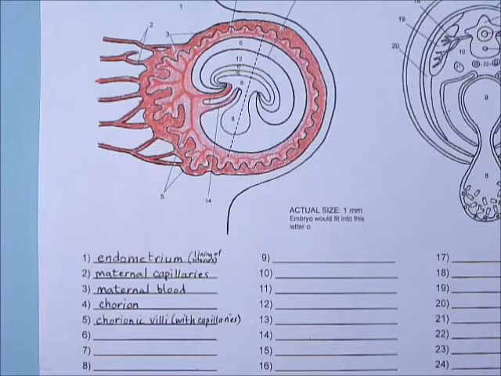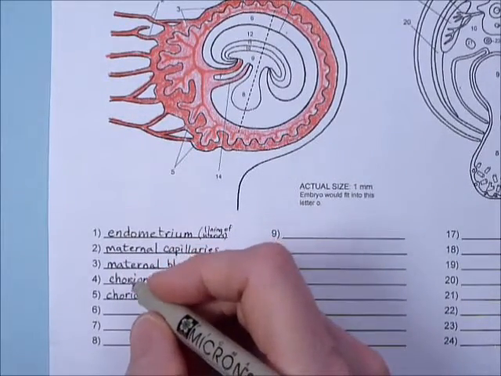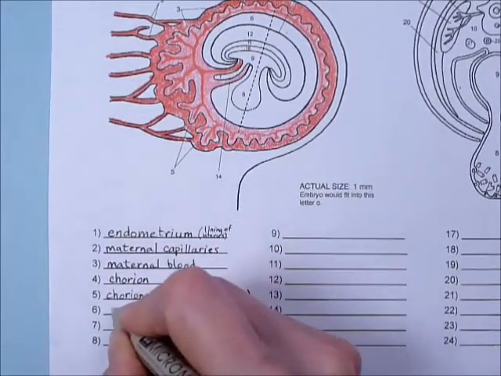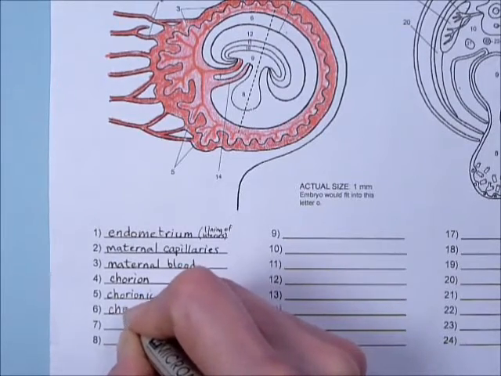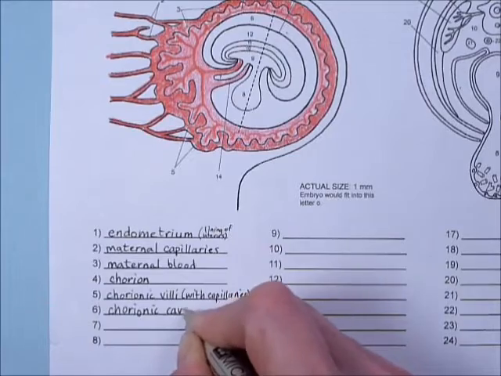And let's label 6 first. Let's label this the chorionic cavity.